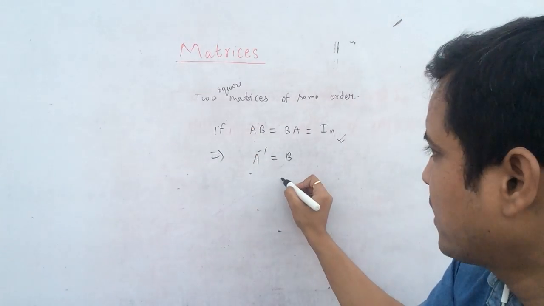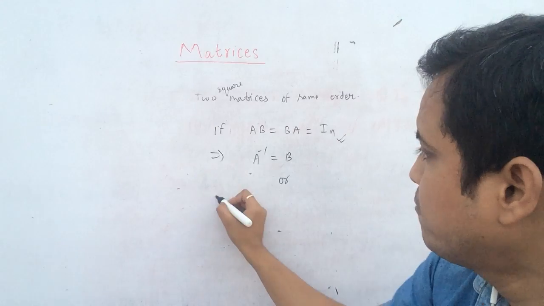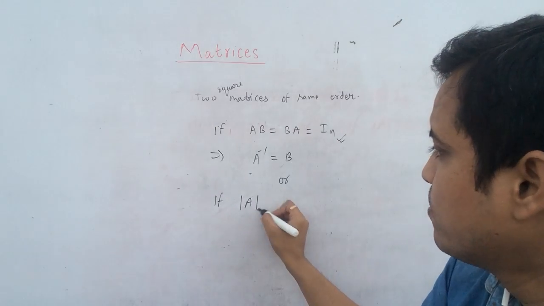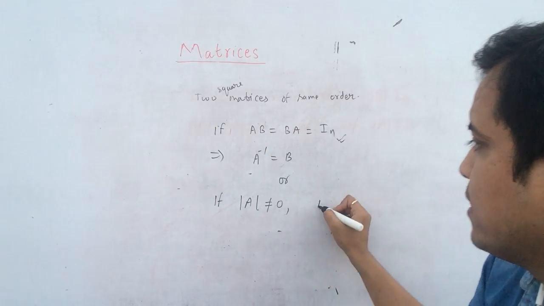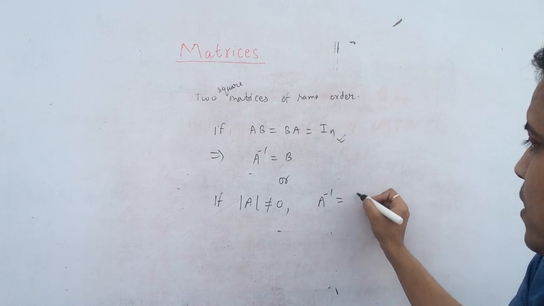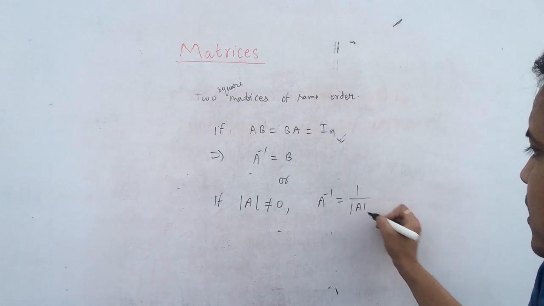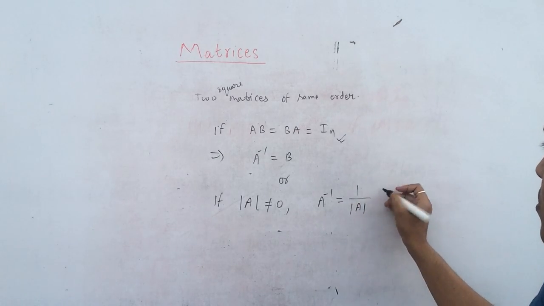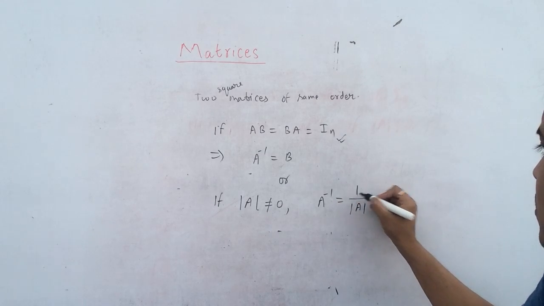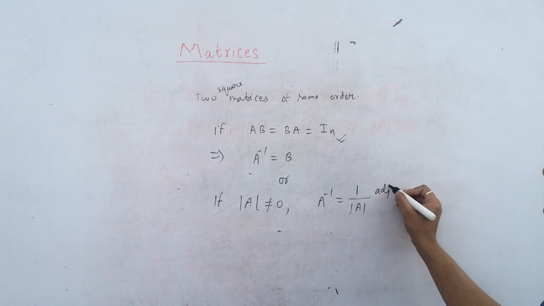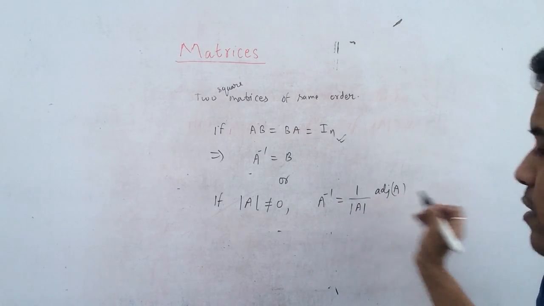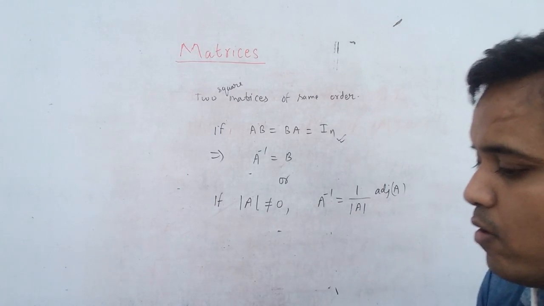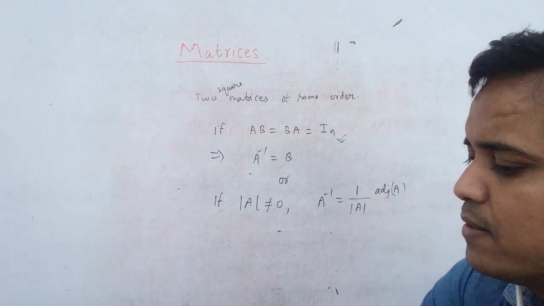Second case, if determinant of A is non-zero, that is, A is non-singular, then you can find the inverse by using the formula A inverse equal to adjoint A upon determinant A. This is also a formula. Keep this in mind.